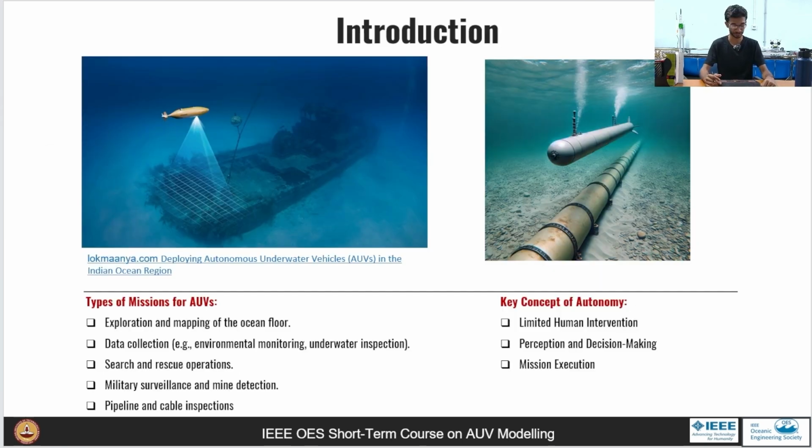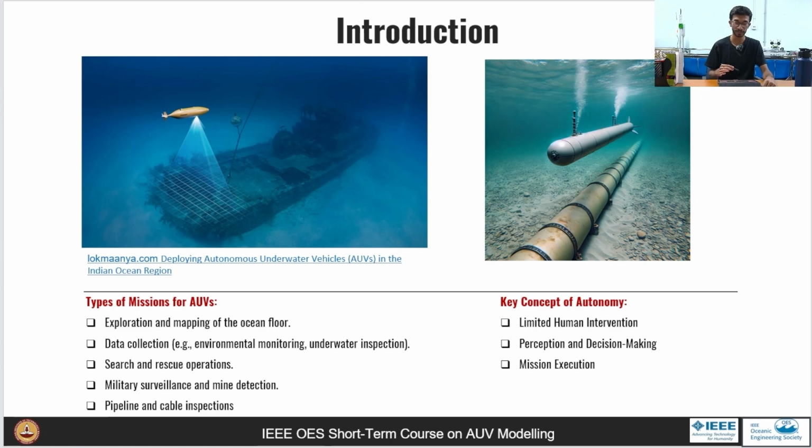Coming to the introduction. To understand the main purpose behind autonomous systems, we need to first consider what are the tasks or the missions that a particular AUV needs to accomplish. The types of missions that an AUV system will need to accomplish can range from exploration and mapping of ocean floors, data collection such as environmental monitoring, search and rescue operations, military and surveillance operations, pipeline and cable inspections.